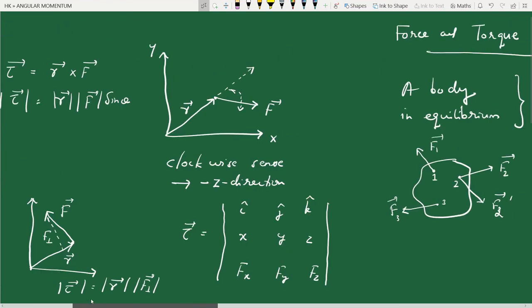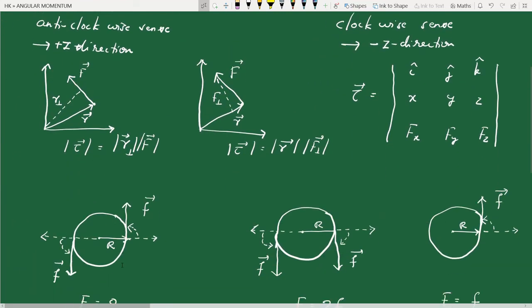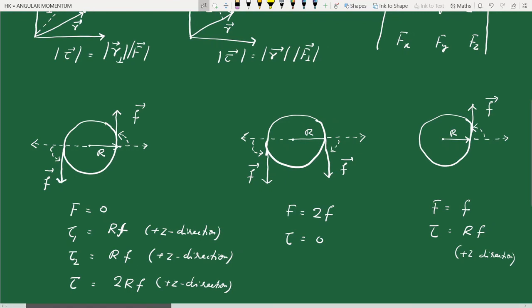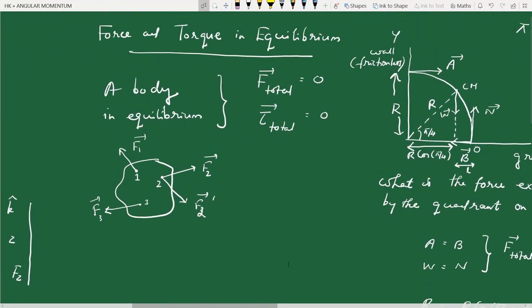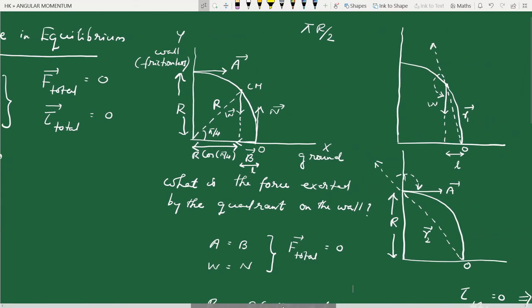Okay, and in rotational motion, there can be a situation where both force and torque are present, but there can be a situation where force is present and torque is 0, or torque is present and force is 0. Okay, and if a body is in equilibrium, then the condition is that total force is equal to 0 and total torque about any point should be 0. And we have seen this example as an illustration of that. Okay, let us stop now.